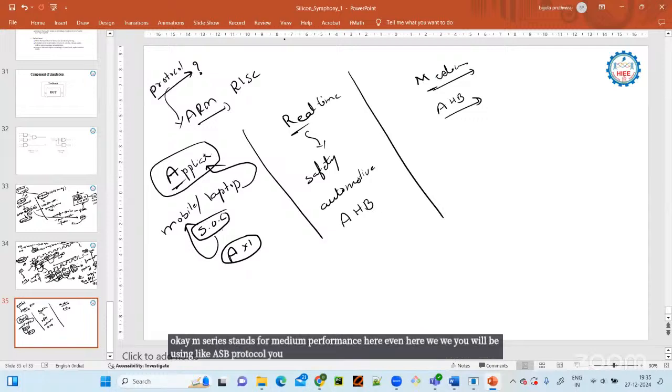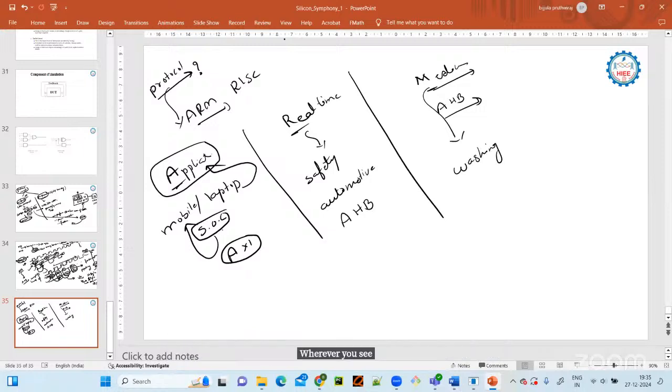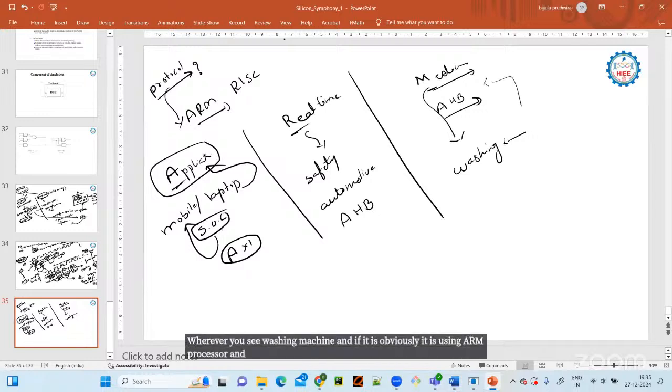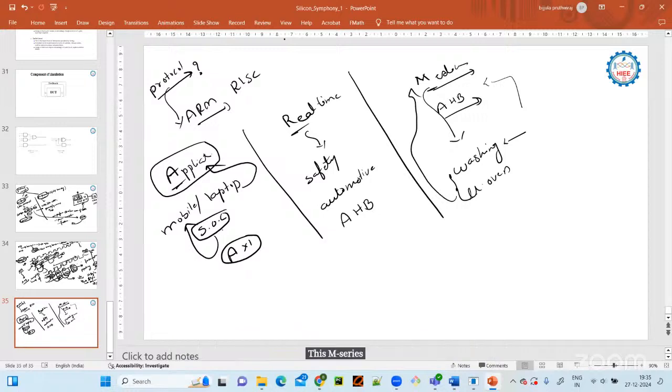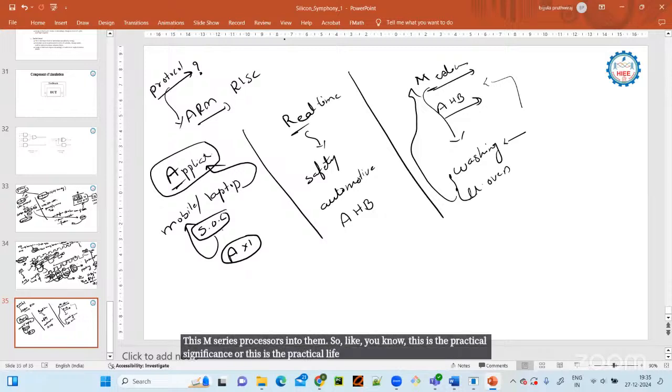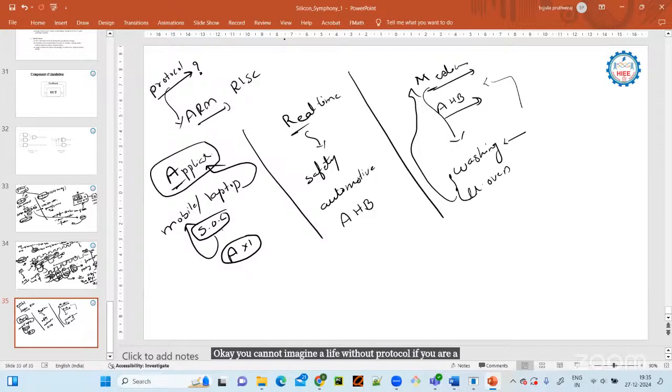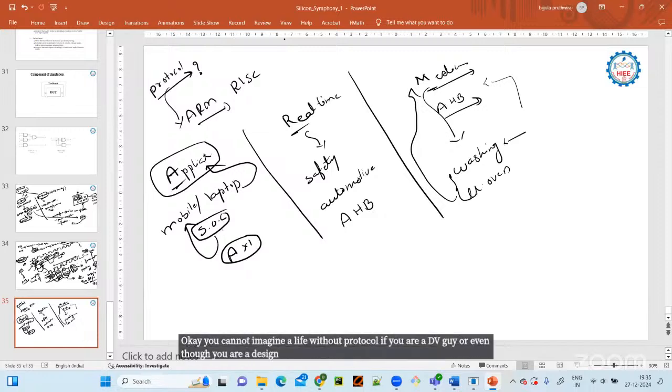In fact, the M series processors are being used in your washing machines. Wherever you see a washing machine, obviously it is using an ARM processor, and it is having the AHB protocol in it. Not just washing machines, all your microwave ovens will be having these M series processors in them. So this is the practical significance, or the practical live scenario where all these protocols can be used in your real-time scenarios. You cannot imagine a life without protocol, whether you are a designer or a DV guy. The protocol is a must for you. You should have the knowledge of protocol.